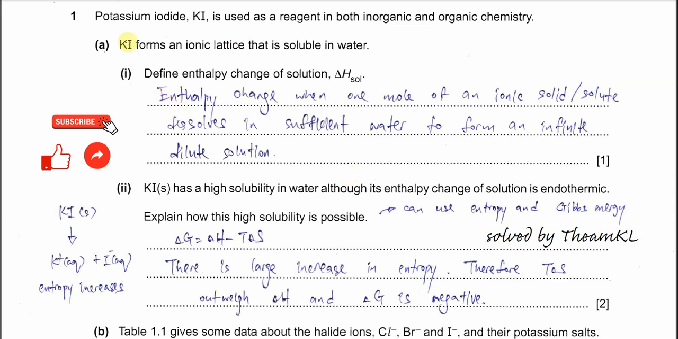Question 1. Potassium iodide is used as a reagent in both inorganic and organic chemistry. A. KI forms an ionic lattice that is soluble in water. Part 1. Define enthalpy change of solution.